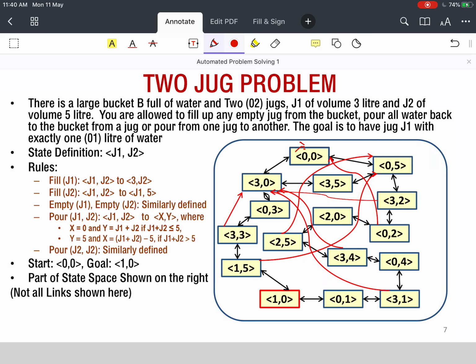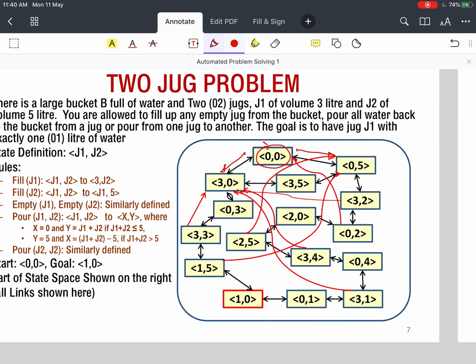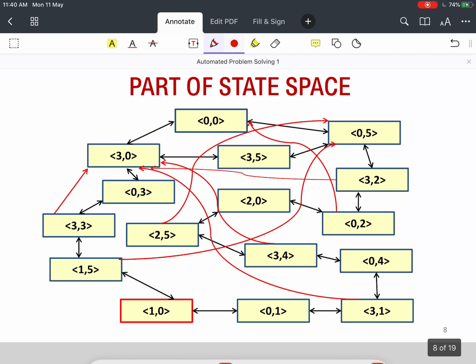So 0, 0 is the starting point when nothing is there. If we fill up jug J1 from 0, 0, we go to 3, 0. Or if we fill up J2, we go from here to here. And then we can again empty. Let us go to a bigger picture and understand this a little better.